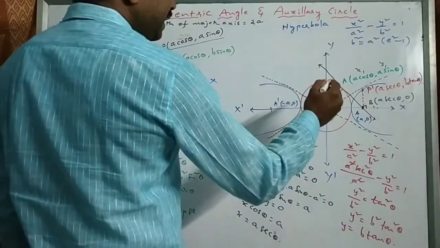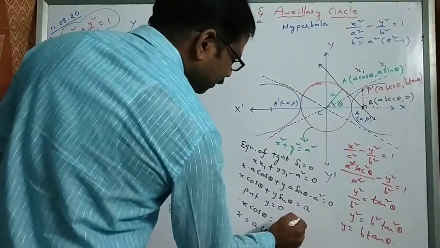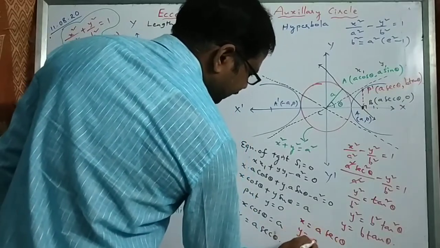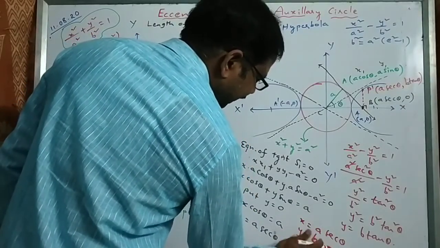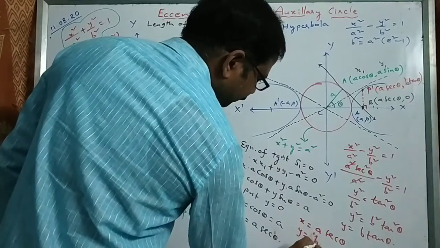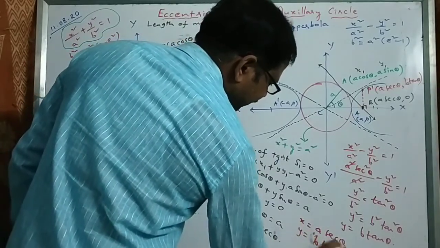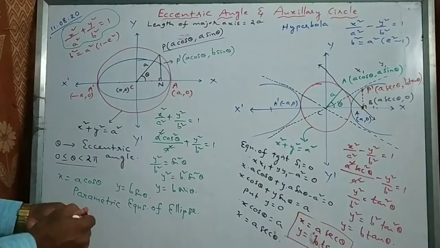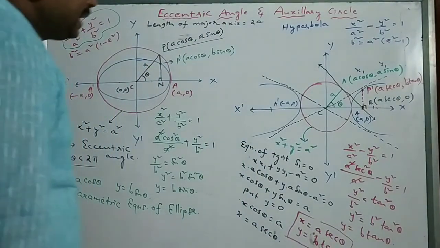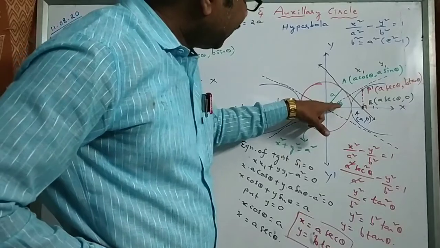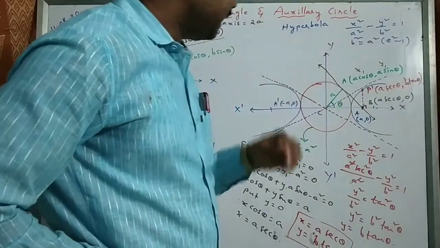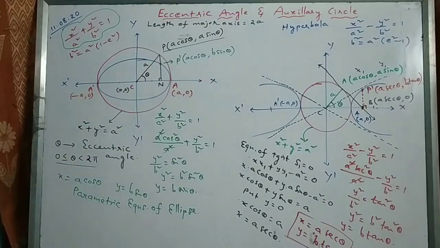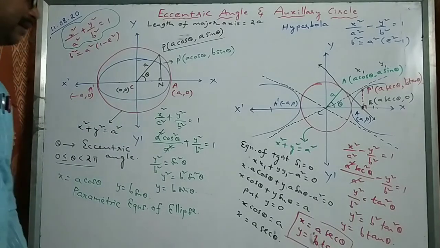What are the parametric equations of hyperbola now? x equal to a secant theta and y is equal to b tan theta. These are the parametric equations of the hyperbola. So what is the eccentric angle in the hyperbola? This is called eccentric angle, theta. So concept is same but diagram is different. Clear? Hope it is clear. Thank you.